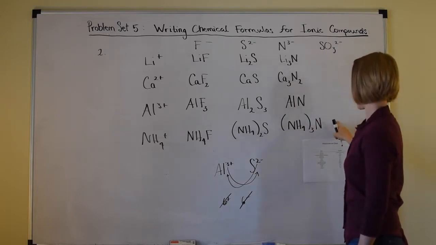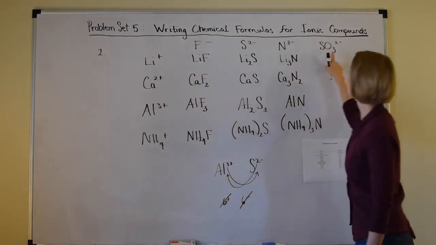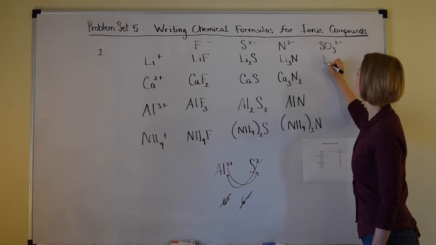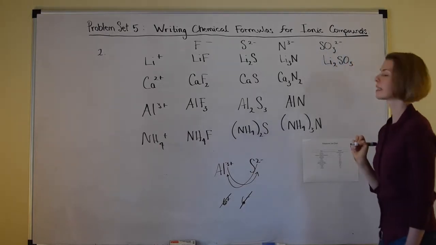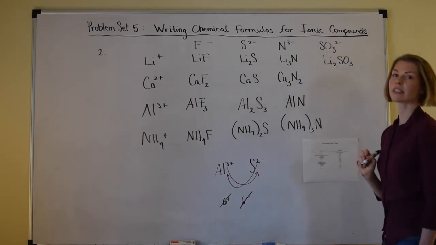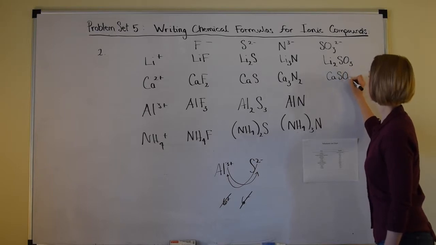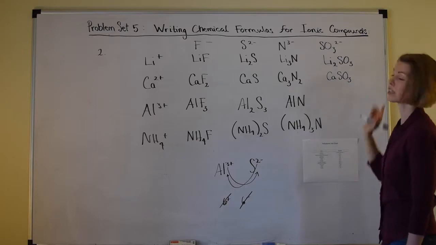Last but not least, our last column here, lithium is a 1+, sulfite is a 2-. So it's going to take 2 lithiums for every 1 sulfite. Okay. Calcium is 2+, sulfite is 2-, so it's 1-to-1 ratio. And you don't need a parenthesis because you're not trying to indicate more than 1 sulfite.